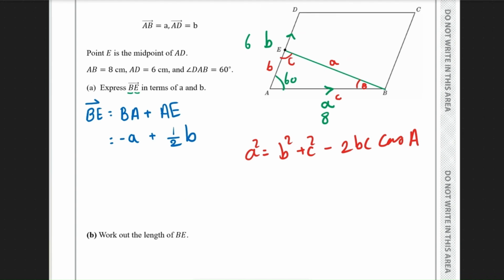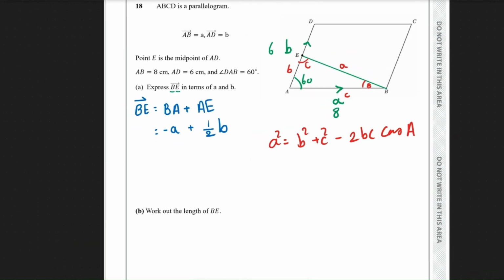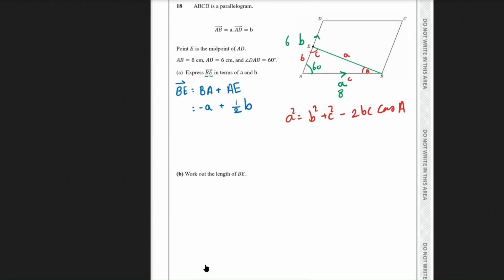So let's write the equation. We are looking for a square. a square equals b square. B is a half of AD, which means 3 square, plus c. C is given as 8, so it's 8 square, take away 2 times b times c, times 3 times 8, cos 60, which is the angle of A, which is half.